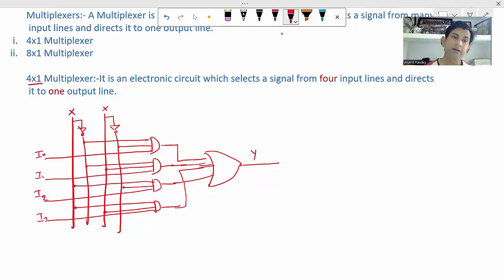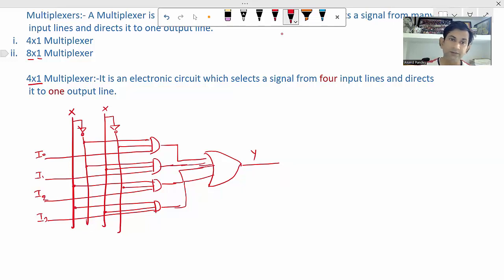Okay, in the same manner, if you want to draw the 8 cross 1 multiplexer, you have to draw the 3 cross 8 decoder and then do the same thing. Draw one extra input line in each and every AND gate, I0, I1, I2, I3, I4, I5, I6, I7 will be there, and join all the AND gates with one OR gate. In the same manner, you can draw the 8 cross 1 multiplexer.